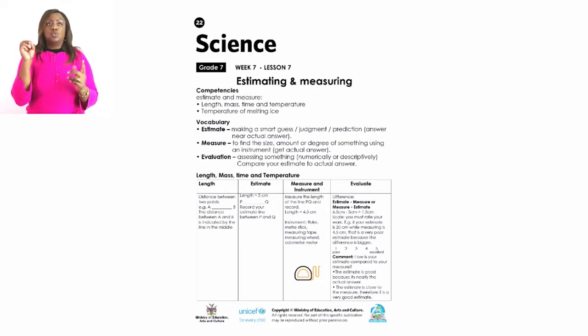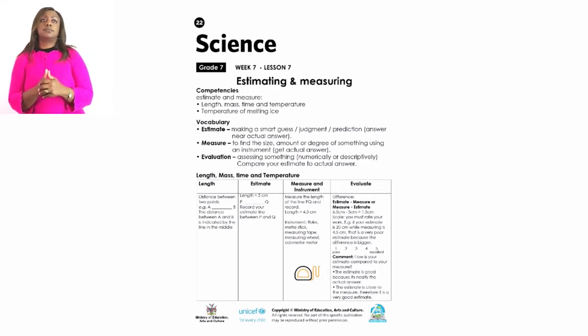For example, if you are to measure the length of a soccer field, you cannot use a meter stick because it's short. So you can use a measuring wheel or measuring tape. The odometers are found in cars, so you also need to know that.